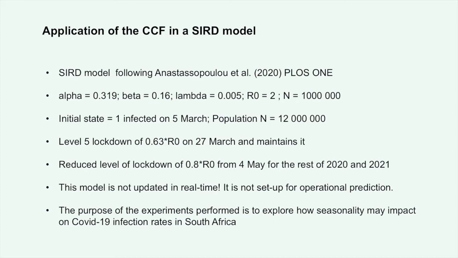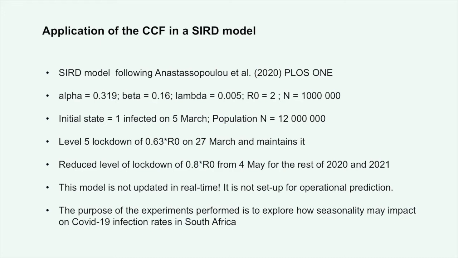In the simulations I'm going to show, the population size is 12 million people. The disease starts on the 5th of March with a single infected person. And then 2 non-pharmaceutical control measures are assumed in this model. First, a very strict national lockdown, replicating what South Africa indeed had in terms of a lockdown, that reduces the infection rate by a factor of about 0.63. And then in early May, that changes to about 0.8. That's the time that South Africa started to relax its national lockdown.